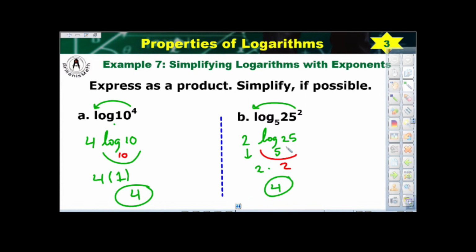What if there's no base of 10 and the same number as the... It has to be a base of 10. In our case here, you have to have a base of 10.